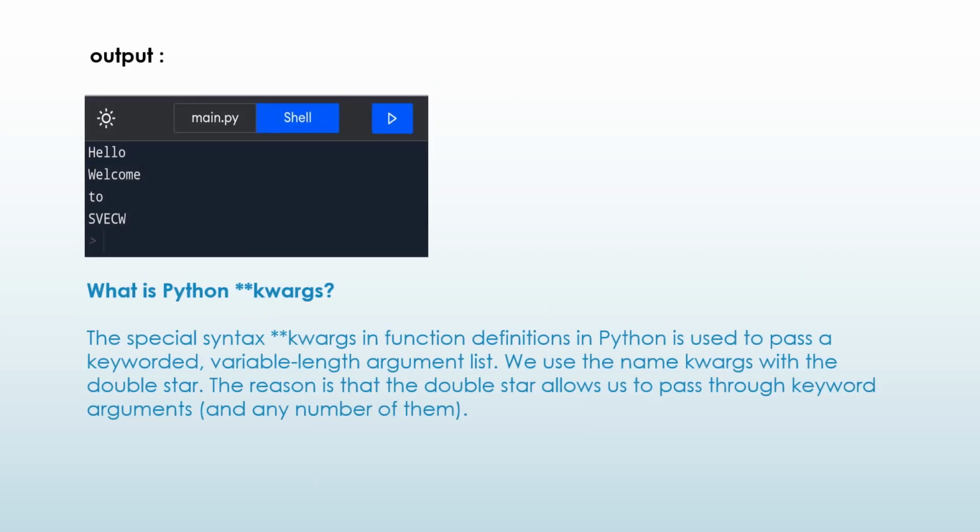What is Python double star kwargs? The special syntax **kwargs in function definitions in Python is used to pass a keyworded variable length argument list. We use the name kwargs with a double star. The reason is that the double star allows us to pass through keyword arguments, and any number of them.